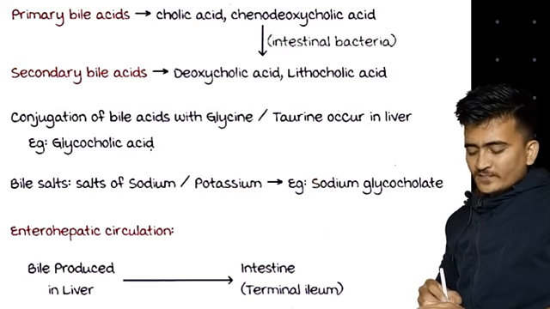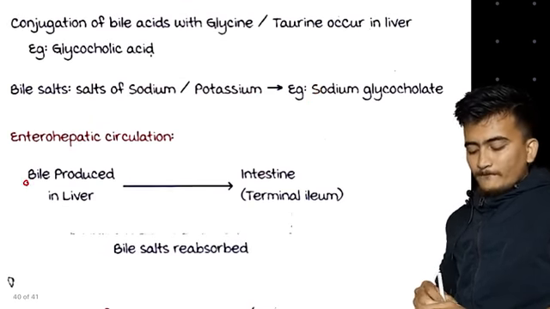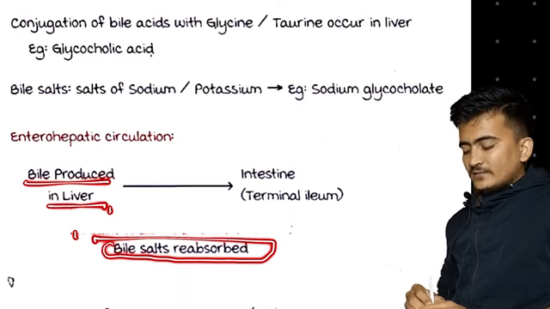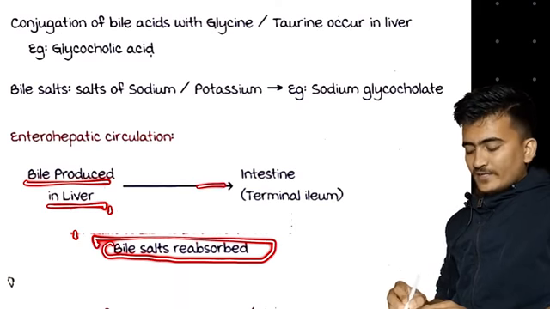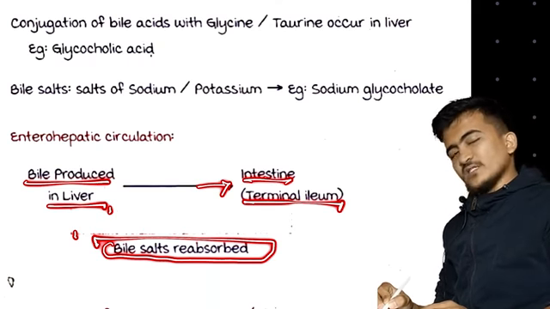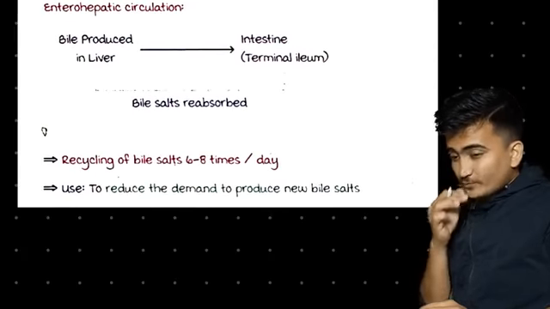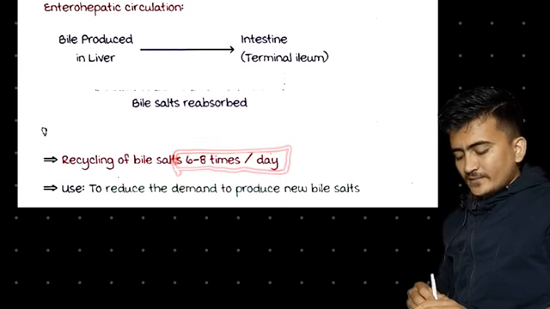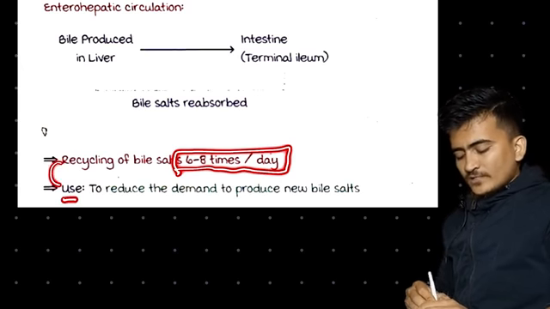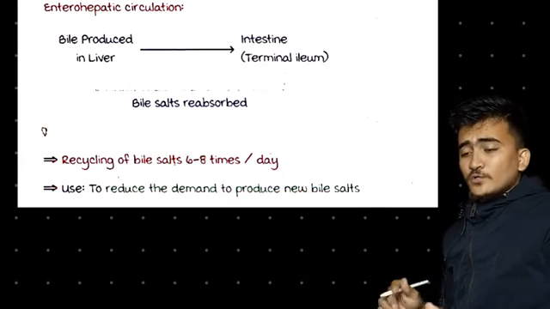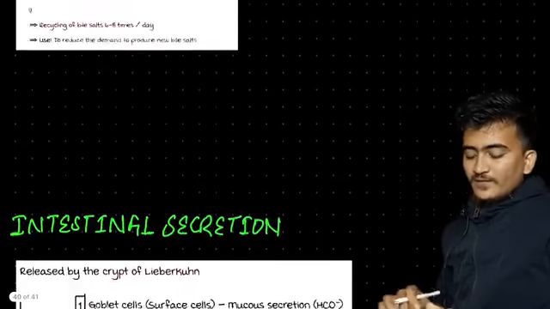Now talking about the enterohepatic circulation, what we have is, bile is produced in the liver, right? Now the bile salts are absorbed, and they are carried to the intestine, right? The specific part is the terminal ileum. So there will be recycling of bile salts about 6 to 8 times per day, right? Now why does the recycling occur? To reduce the demand to produce new bile salts. So this was all about bile secretion.